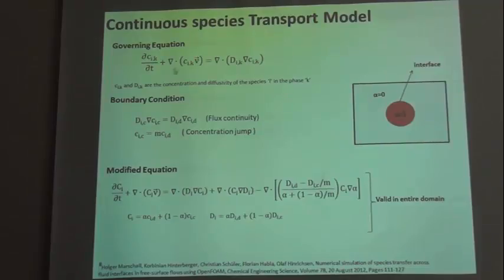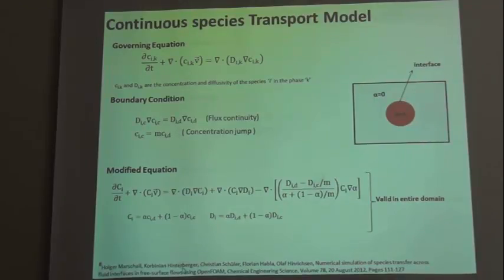model. This is your original species transport equation, and these are the boundary conditions: the flux continuity at the interface, and you can also expect some kind of concentration jump, which is given by this expression, where m is the partition coefficient. So at the interface, from the concentration point of view, it has to respect these two boundary conditions.